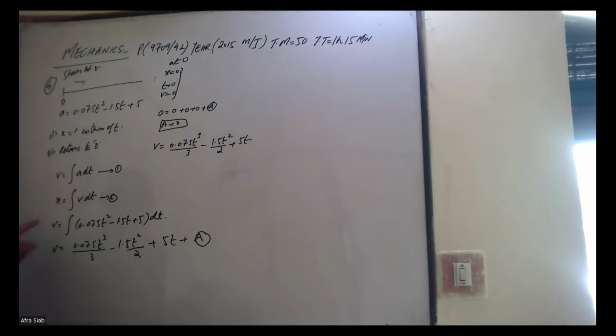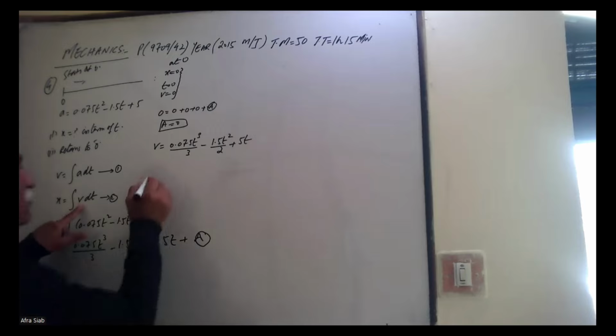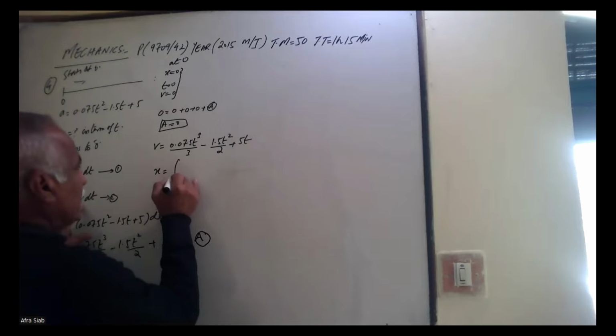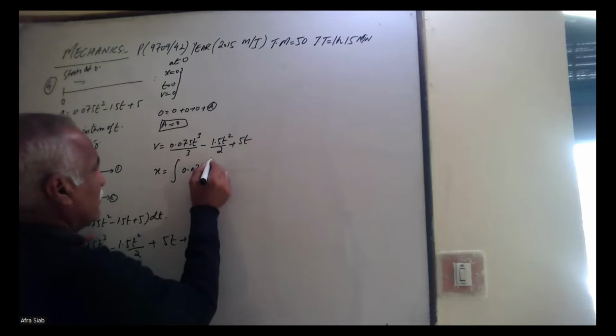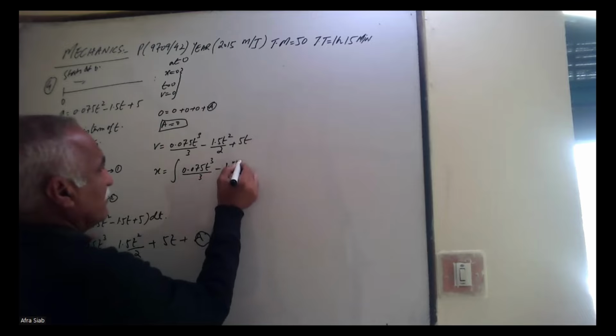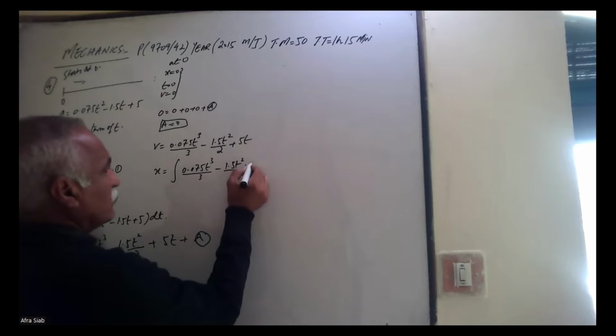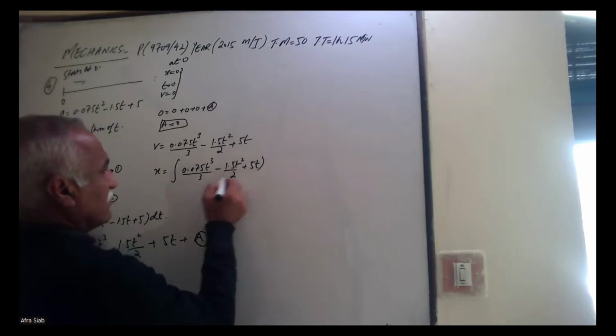Now they are asking the displacement, and displacement is equal to the integration of the velocity there. So x is equal to integration of velocity, that is 0.075 t cube over 3 minus 1.5 t square over 2 plus 5t dt.